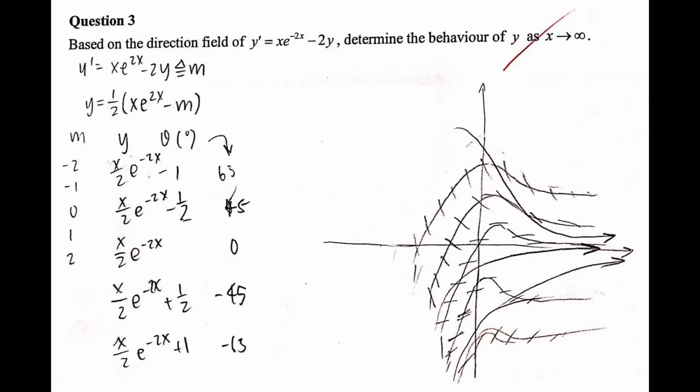For this question, we're told, based on the direction field of y dash equals xe to the negative 2x minus 2y, determine the behavior of y as x goes to infinity.